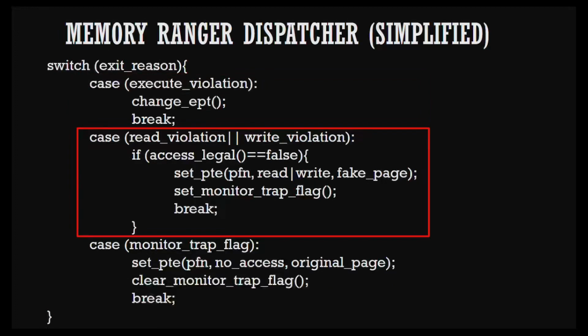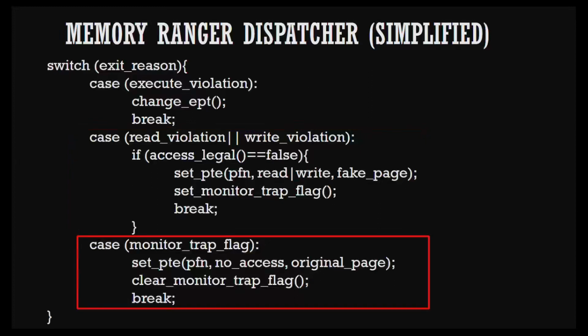For read and write violations, MemoryRanger checks whether this access is legal, and for illegal access, MemoryRanger changes PFN value, or page frame number, of the protected data to the fake one and allows access to this fake data. And finally, it sets monitor trap flag. As a result, after a driver reads the fake data, the control goes to the hypervisor again, and now MemoryRanger restores PFN value to the protected data and blocks any access to this page. Finally, it resets the monitor trap flag.